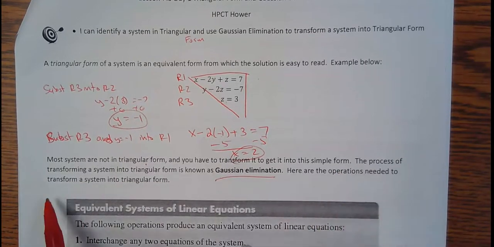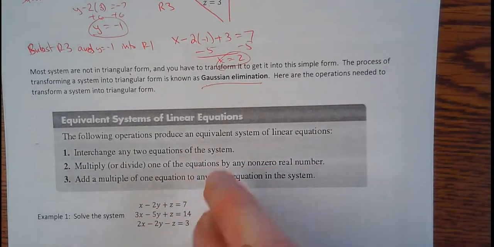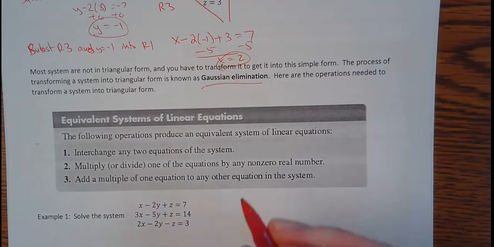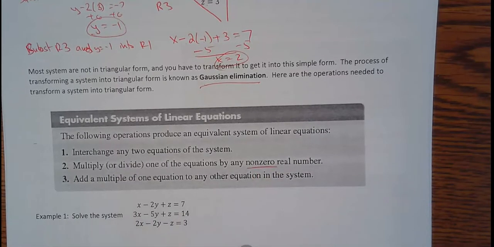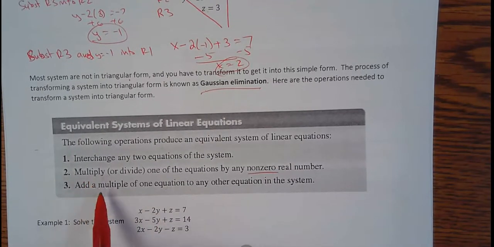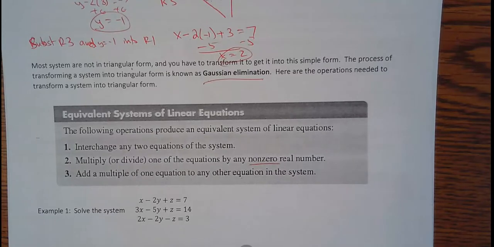But here are the operations needed. There's basically 3 operations we're going to do. One operation is we could interchange any 2 equations anytime we want. You just flip-flop. If I wanted the first and second equation, I could just flip them, and that's okay, if that helps me get to triangular form. You can also multiply or divide one of the equations by any non-zero real number. The reason it has to be non-zero is because if I multiplied everything by 0, I lose that equation. But anything non-zero you can do. So I can multiply the first equation by -1, or by 7, or whatever it takes. And then I can also multiply one equation, add it to another equation in the system, and replace it. So that's kind of a fast way of doing this.